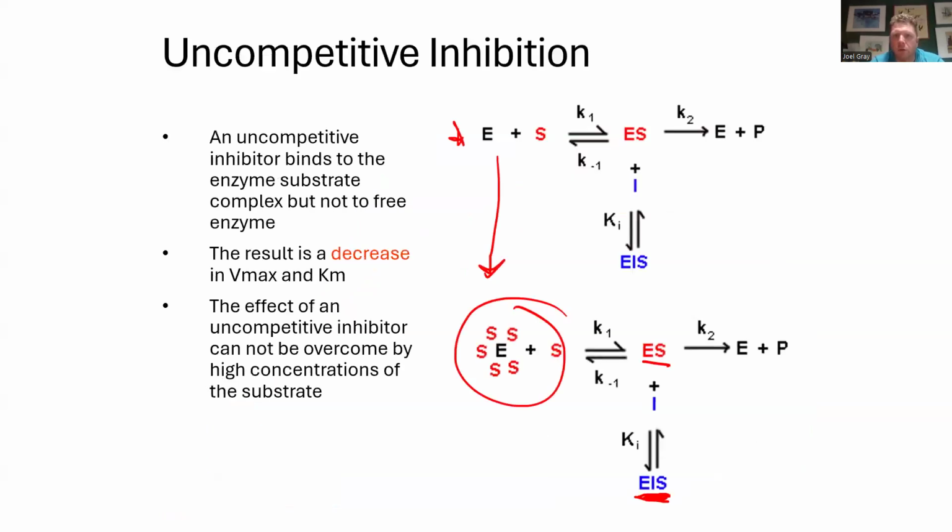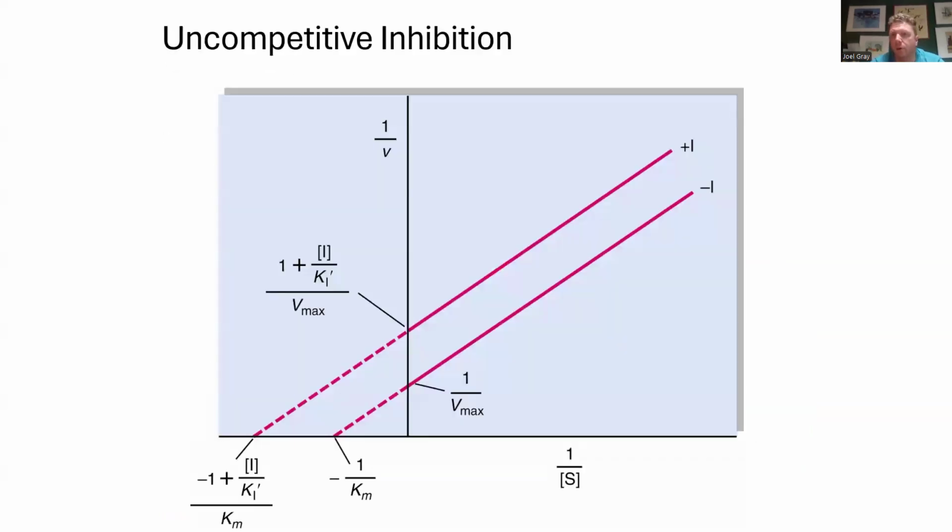All right, now back to the plot for an uncompetitive inhibitor. Like I said, I don't want you to be able to calculate Ki for this.